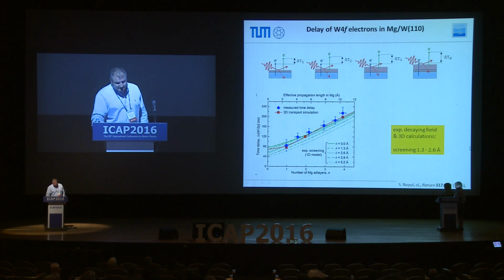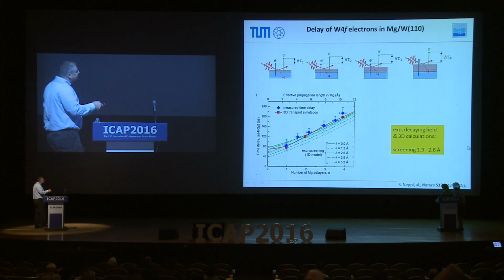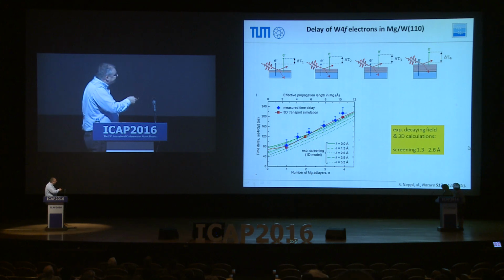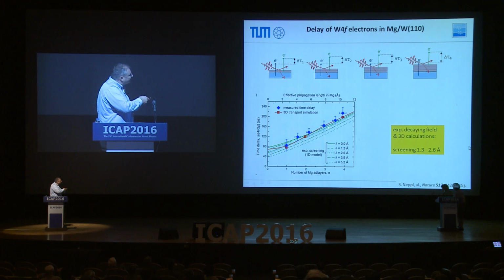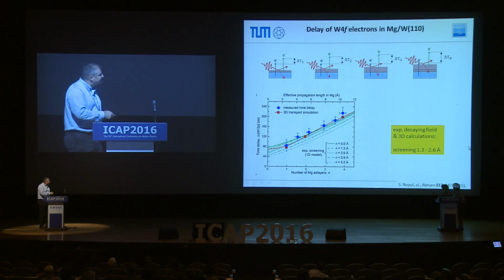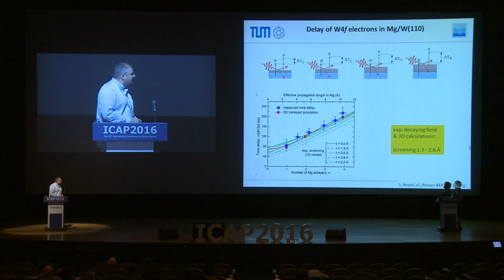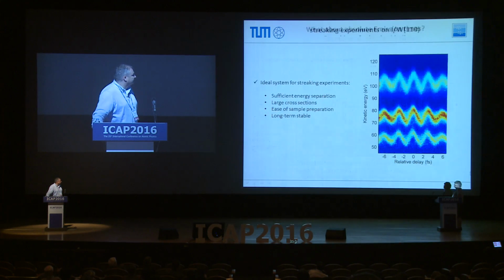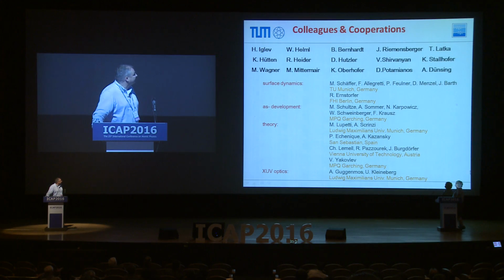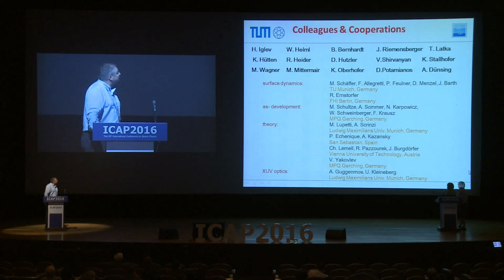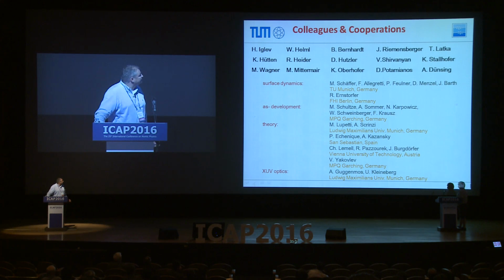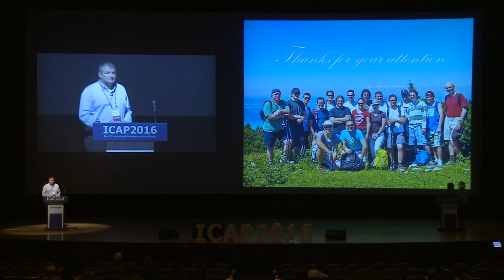And if we compare from these models our delay of the electrons with the different assumptions, we see that we get a screening depth of about 2 angstrom, which is in principle one layer, one atomic layer on the surface. And with that, I would like to mention the colleagues who are working with me on these projects and the collaborations, and thank you for your attention.